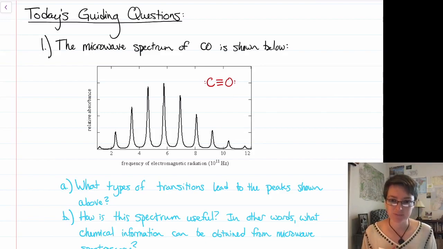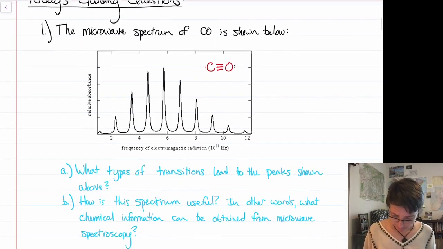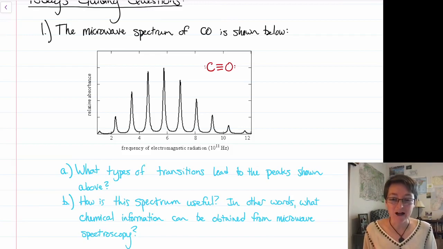The microwave spectrum for a typical molecule like carbon monoxide ends up having many peaks in this microwave region. And what we want to understand is, wow, carbon monoxide seems like such a simple molecule. Why would it lead to so many peaks? And the flip side of that question is, why is the spectrum useful? In other words, is there chemical information that can be obtained from a microwave spectrum like the one shown for carbon monoxide?